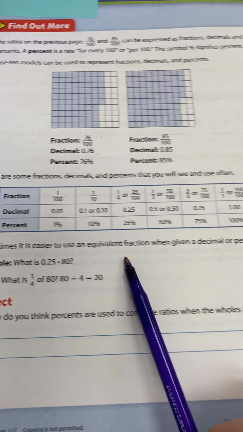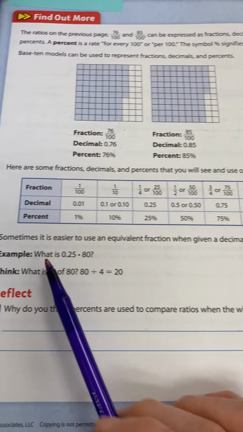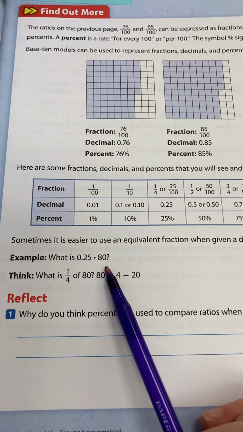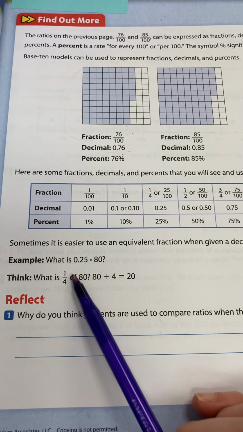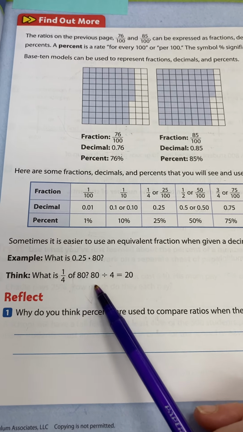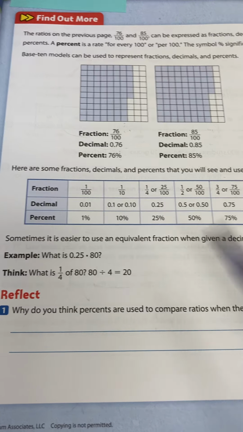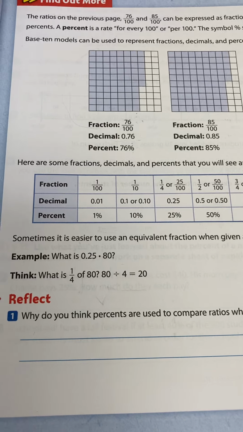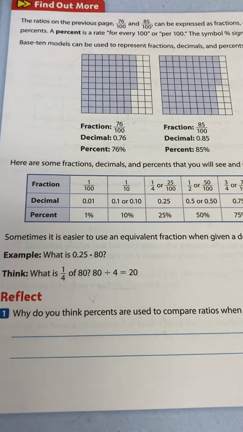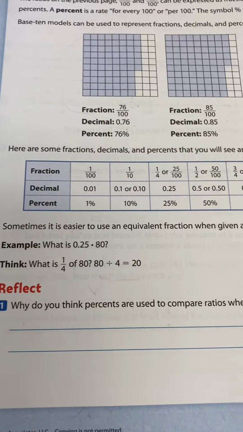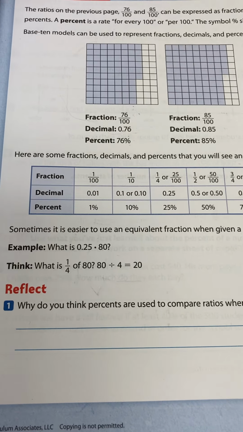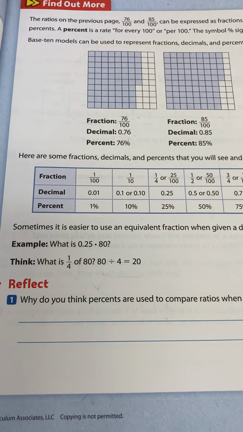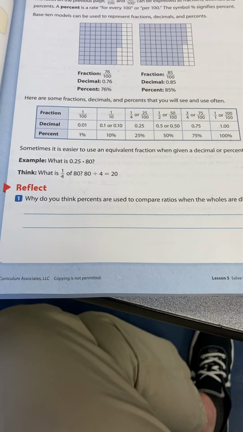Sometimes it's easier to use an equivalent fraction when given a decimal or percent. Example, what is 0.25 times 80? Think what is 1/4 of 80? 80 divided by 4 equals 20. So there's some tricks with common percentages. Like 25%, there's 4 quarters in a dollar. You would divide by 4. Or 50% is half, so you would divide by 2, and things like that. They just show you little tips.